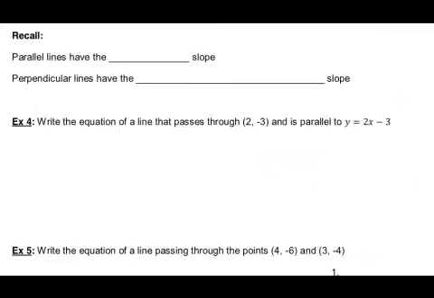Now, if you recall from the previous section, parallel lines have the same slope. Perpendicular lines have, you said opposite reciprocal, you are correct. So again, parallel lines, same slope. Perpendicular lines, opposite reciprocal slopes. We can use that information to write equations of lines. Example 4 says to write the equation of a line that passes through the point (2, -3) and is parallel to y = 2x - 3.